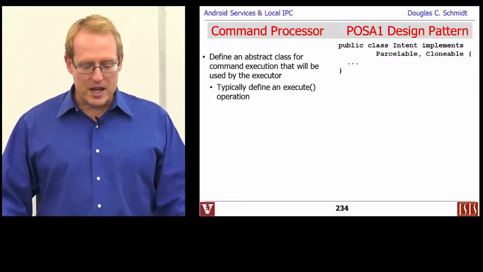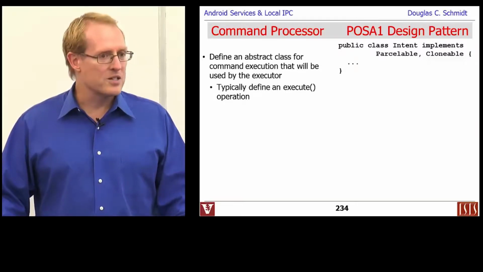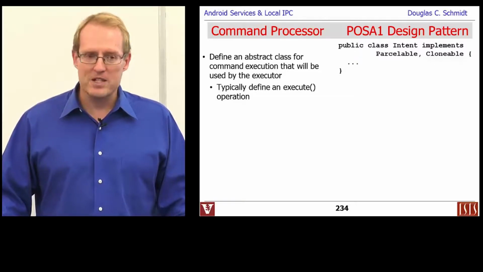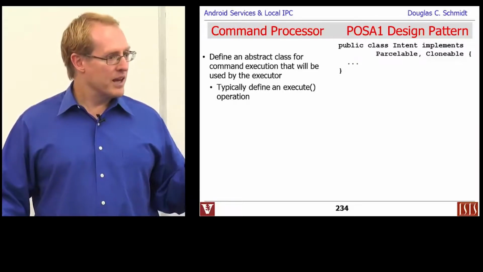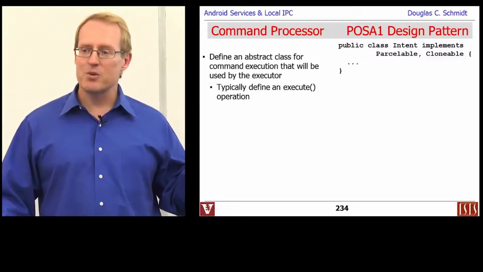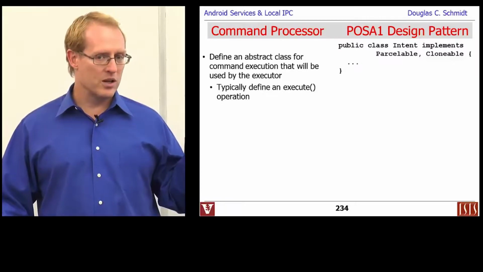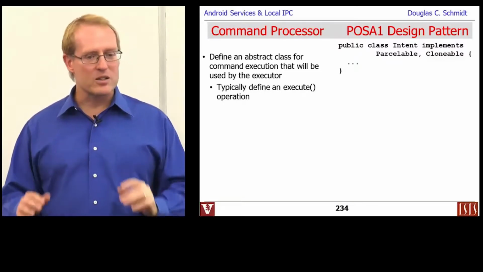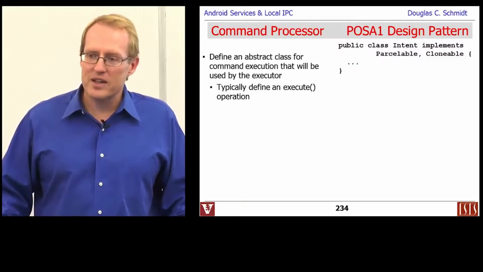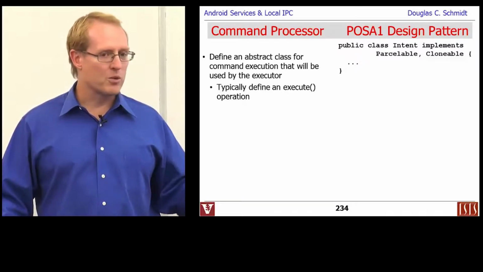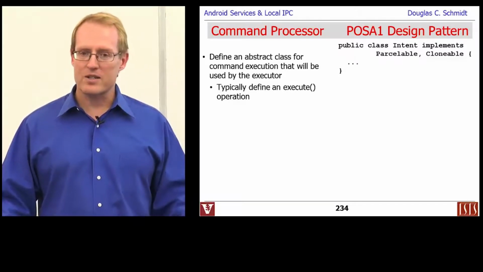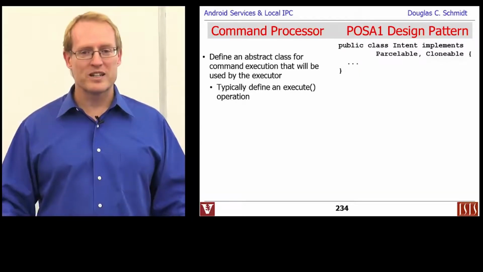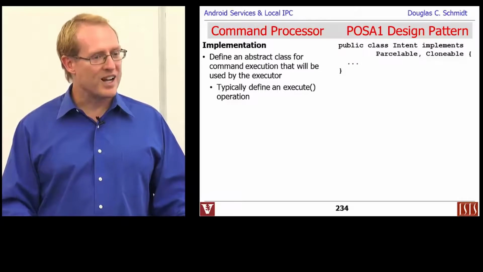So the implementation steps. Step number one is to define an abstract class that will give you the interface for passing commands. In many environments, you have some kind of execute method that you're going to use to do the work. In Android, it doesn't quite work that way, but it's along those lines. There's an intent, and the intent is parcelable, which means you can turn it into something that can be sent across a network, or across processes on Android, and then reconstituted on the other side.